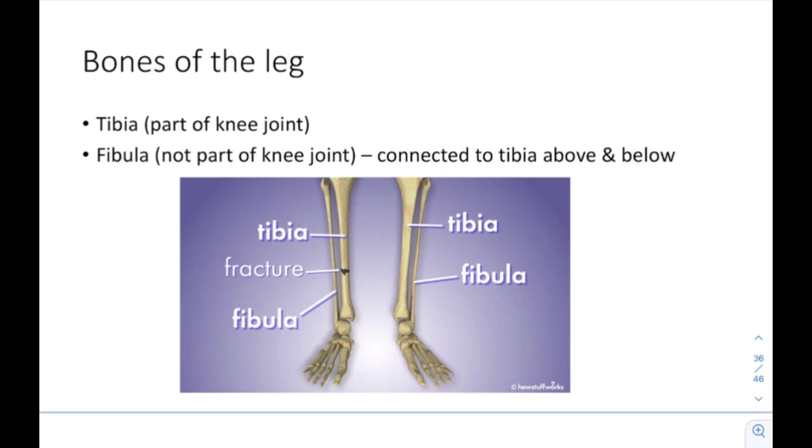Okay, let's talk about the bones of the leg. They include the tibia and the fibula. The tibia, as we just mentioned, is part of the knee joint. The fibula, however, here laterally, is not part of the knee joint. It's connected to the tibia above and below. So it's connected to the tibia here, and it's connected to the tibia here.